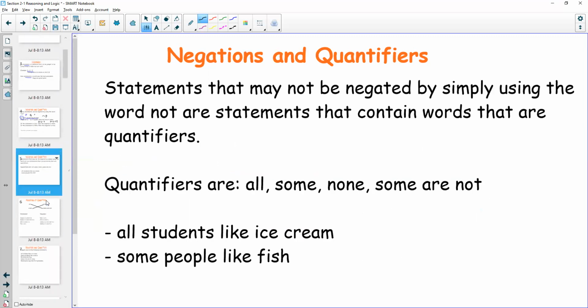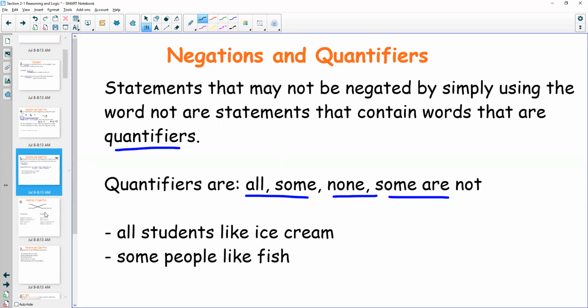Some statements are really easy to negate. It either is true or it's not true. Other times we have things called quantifiers in our language, and if you really pay attention to the words you use, we use quantifiers all day long. We use words like all, some, none, or some are not. So things like all students like ice cream, some people like fish, no one goes to the movies on a Tuesday, some people are not tall. All of those things are statements with a quantifier in them.